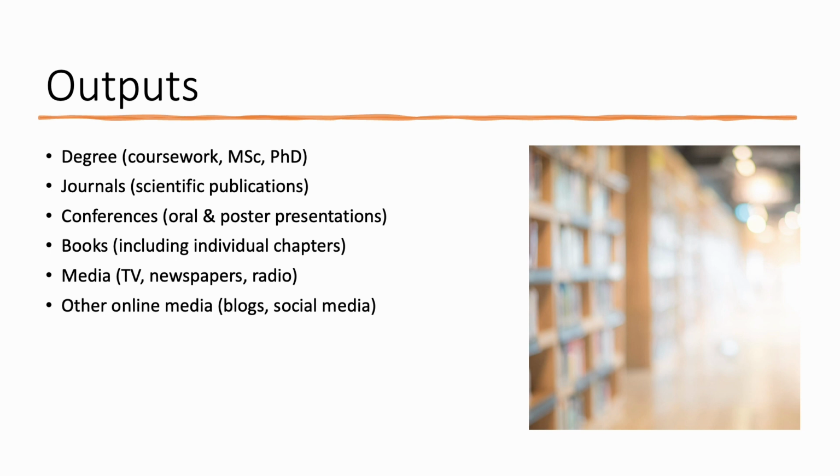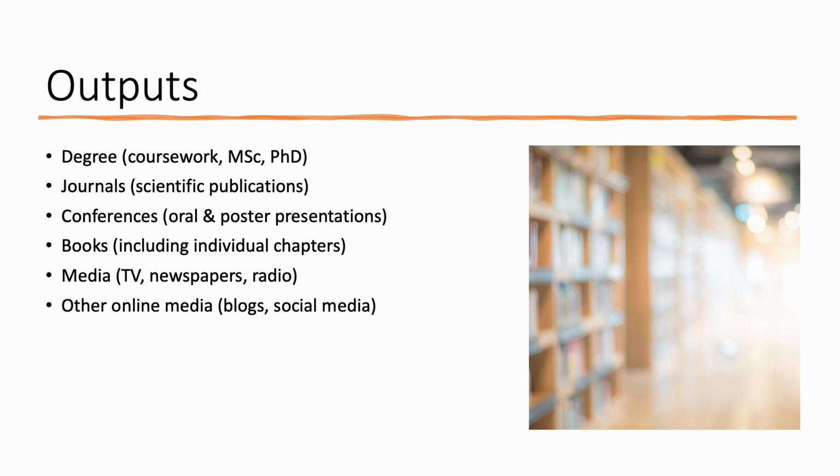We've already mentioned some of these things in academic versus industrial research on where and how we want to output it. But going through this again, we might want to look at a degree, so either a coursework or an MSc or PhD postgraduate degree. We would want to publish in a scientific publication such as a journal or a conference where we can have an oral or a poster presentation. Books are becoming fairly popular in engineering work where we can have individual chapters or whole books. This has been very popular in the humanities for many years.